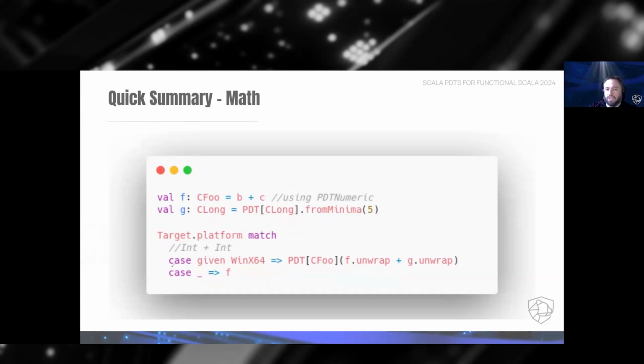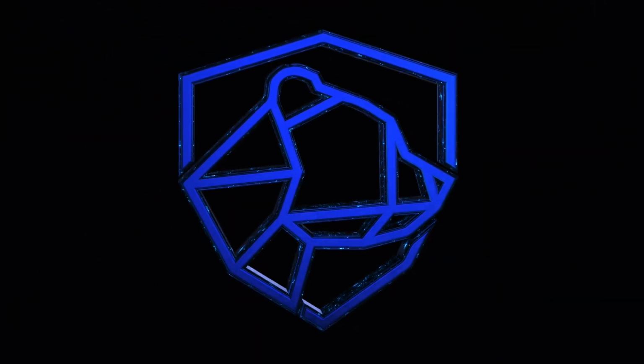Here, I check if we're on Windows x64, and if we are, we execute this code where I unwrap the Sifu here, F, and the C-long here, G. So on Windows, F unwraps to int, and G unwraps to int, allowing them to be added together, and then we can wrap them back into a Sifu, because Sifu takes int on this platform, getting back a Sifu.